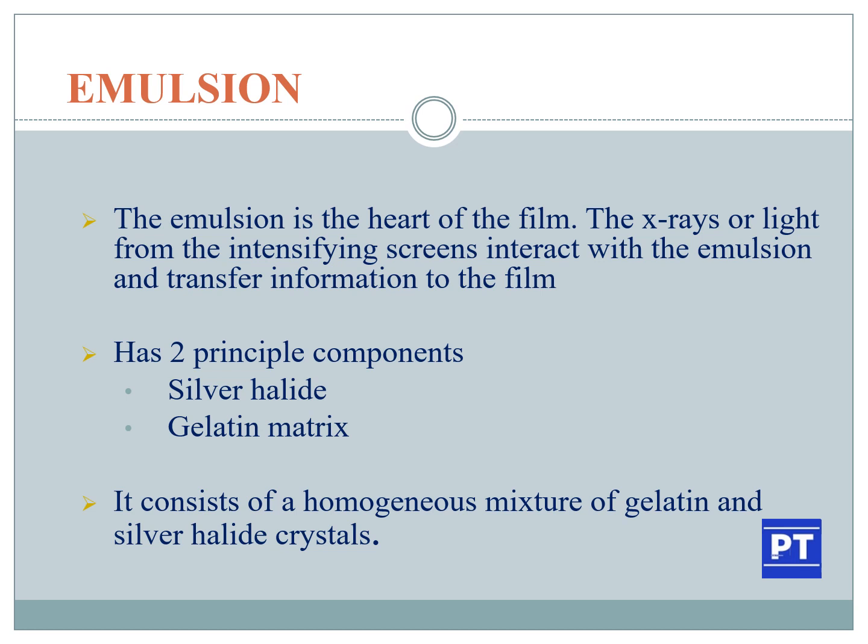So the attenuated X-ray beam, when it falls on the intensifying screen, the X-ray photons are converted into light photons, and these light photons interact with the emulsion layer of the X-ray film and the image is recorded on the emulsion layer of the radiographic film. It has two principal components: silver halide as well as gelatin matrix. It consists of a homogeneous mixture of gelatin and silver halide crystal.